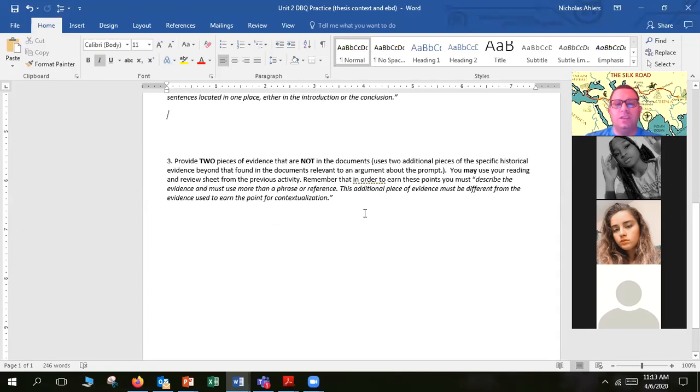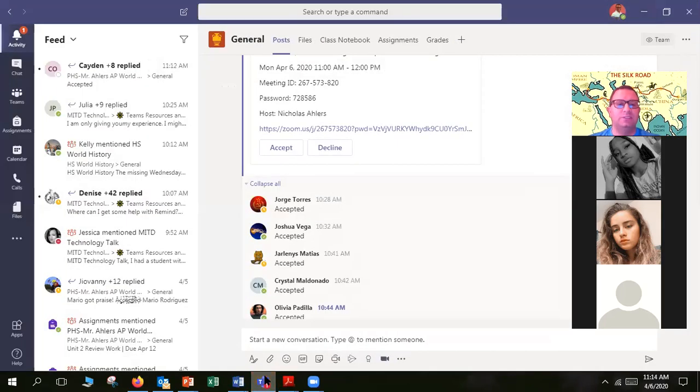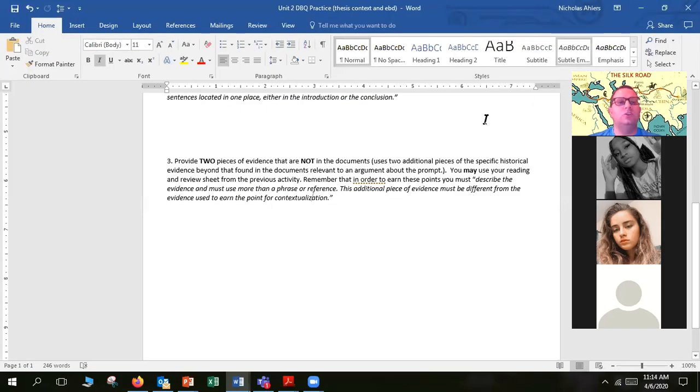You can use the review sheet that you filled out already if you've done it. You can use your reading, you can use your textbook, use whatever you want, okay? But you need to come up with 2 pieces of outside evidence. And the reason it's 2 and not 1 is because if you look at the new rubric that they're using for this year's exam, you can get a second point for using a second piece of outside evidence, okay? So it's 2 pieces of outside evidence instead of 1.